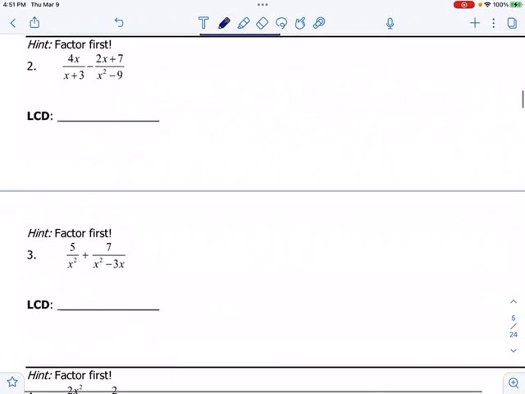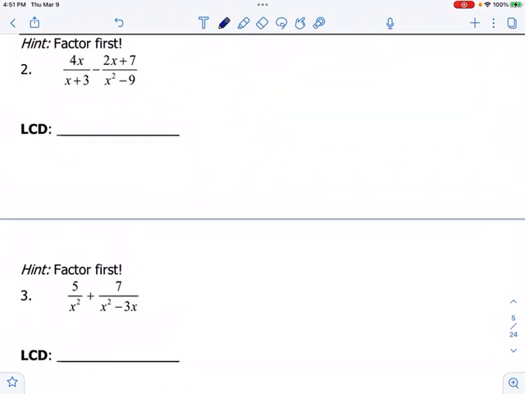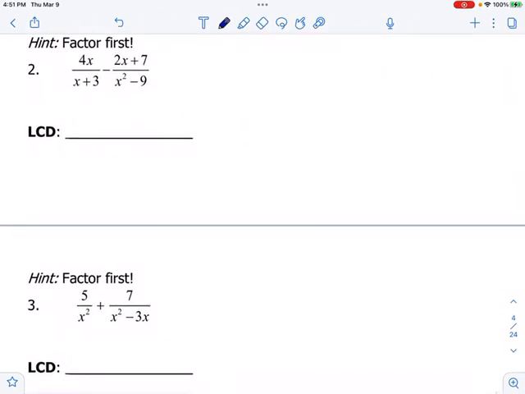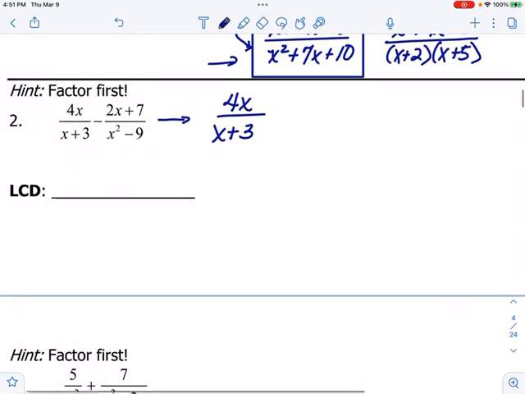We're going to try one more here. So I'm going to factor everything first if it can be factored, but I only have one term that can be factored. So I've got a 4x over x plus 3, and that's going to stay there. That's not going to change at all.